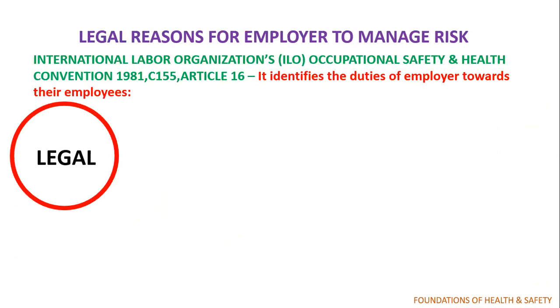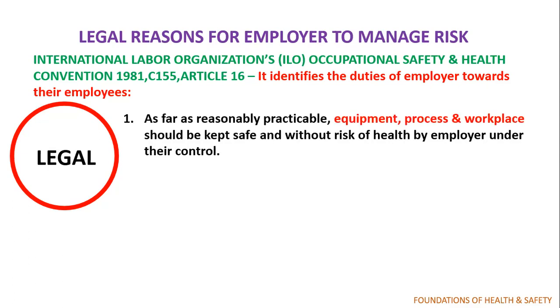So the International Labour Organization Occupational Safety and Health Convention 1981, C155, Article 16 identifies the duty of the employer towards their employees. So the ILO Convention 155, C155, and Article 16, it lays down what duty the employer has towards their employees.